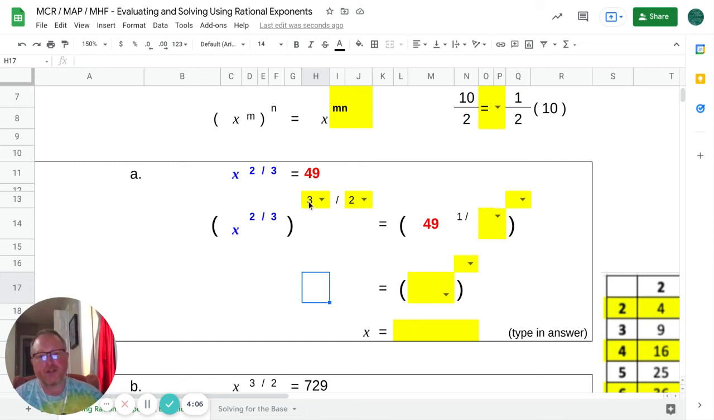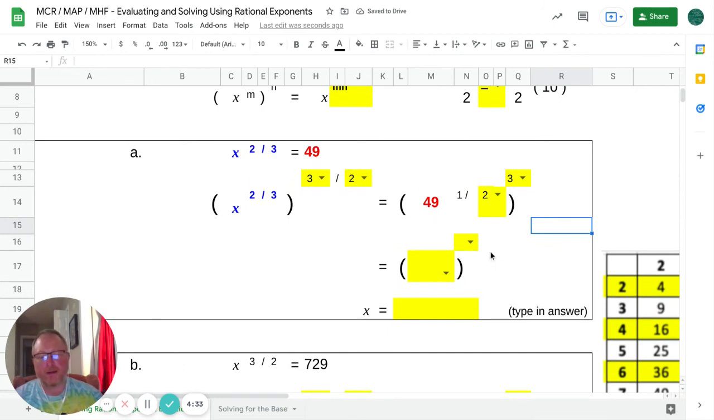Because look at what we just did here. This is 3 divided by 2. Well, looking up here, 10 divided by 2, but 3 divided by 2 would be the same as 1/2 of 3. Oh, so I can do that with exponents. So 49 to the 1/2, right? Dividing by 2 is the same as multiplying by 1/2, to the exponent of 3, okay?